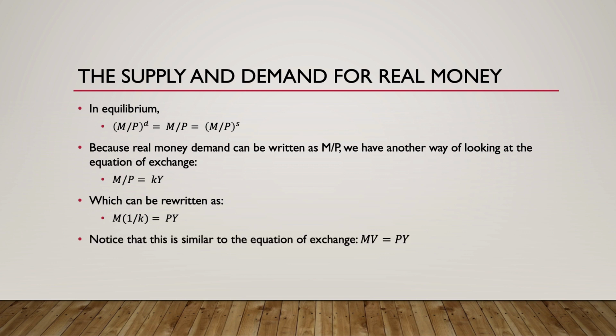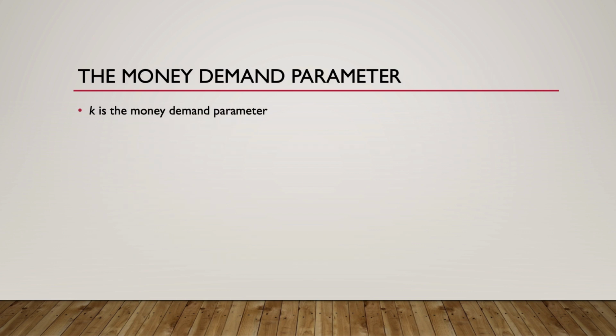Notice that this is very similar to the equation of exchange, MV equals P times Y. Since V and 1 over K can be substituted for one another, it is now clear that the velocity of money can be expressed as V equals 1 over K. We refer to K as the money demand parameter, and we can see that V is inversely related to K.